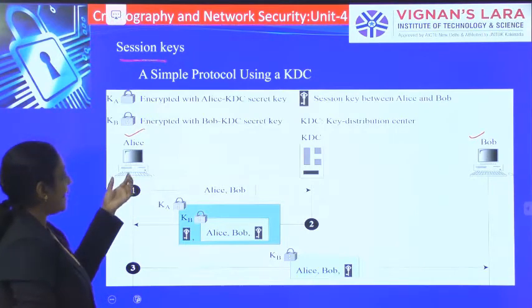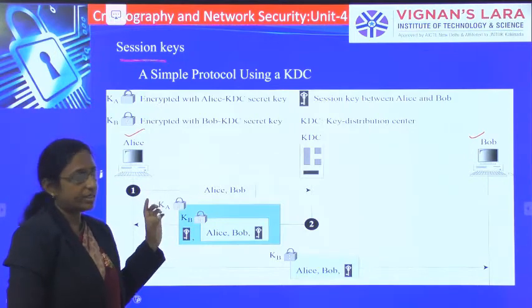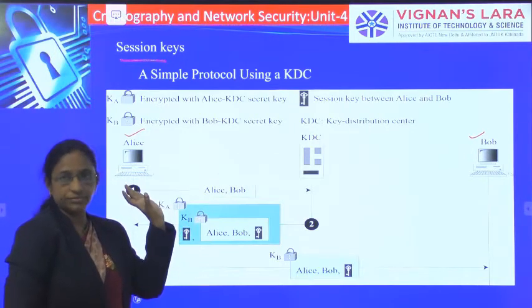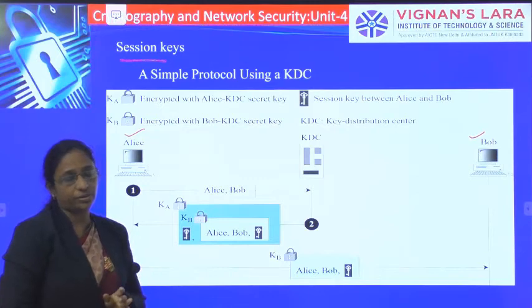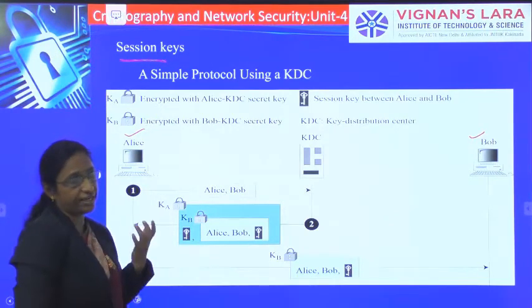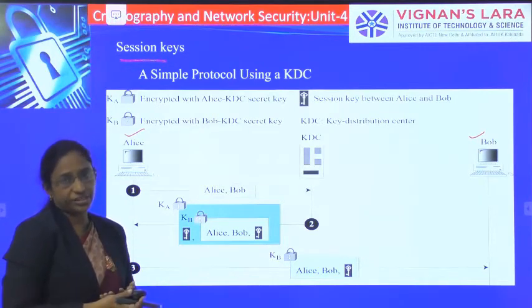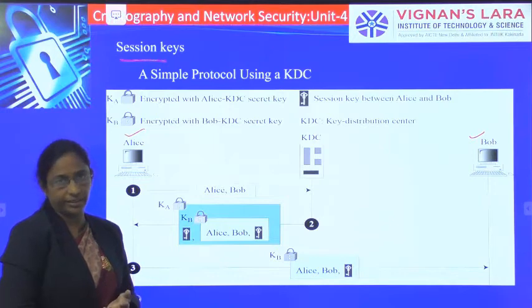Here Alice and Bob want to communicate. For that they require a secret key. Alice and Bob want to share a secret key called the session key. By using that session key, they can do encryption and decryption.